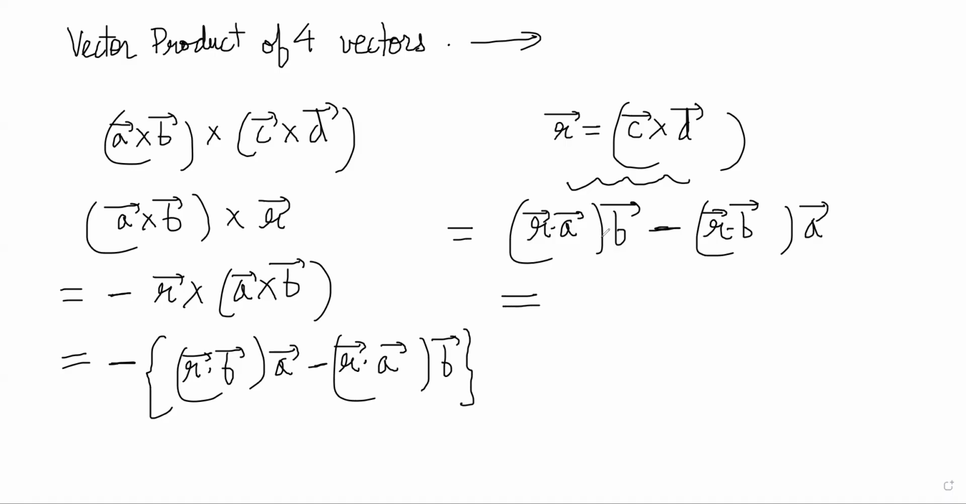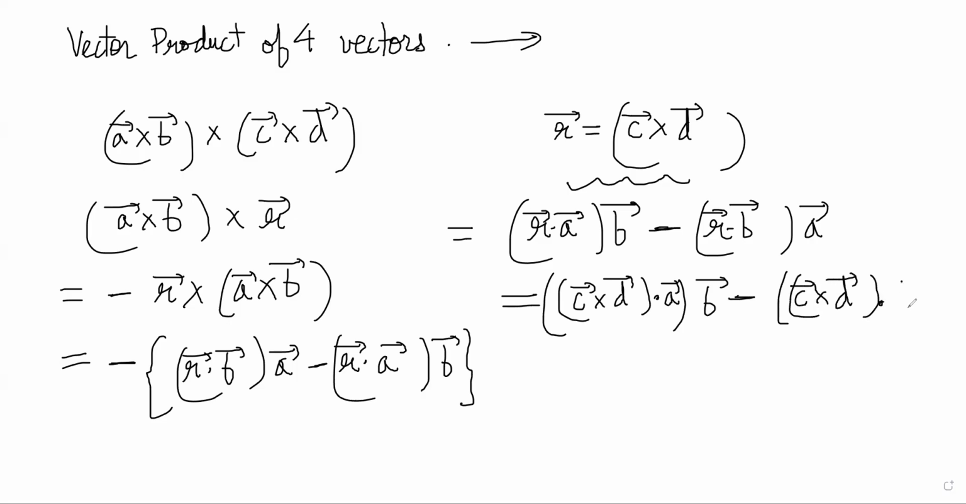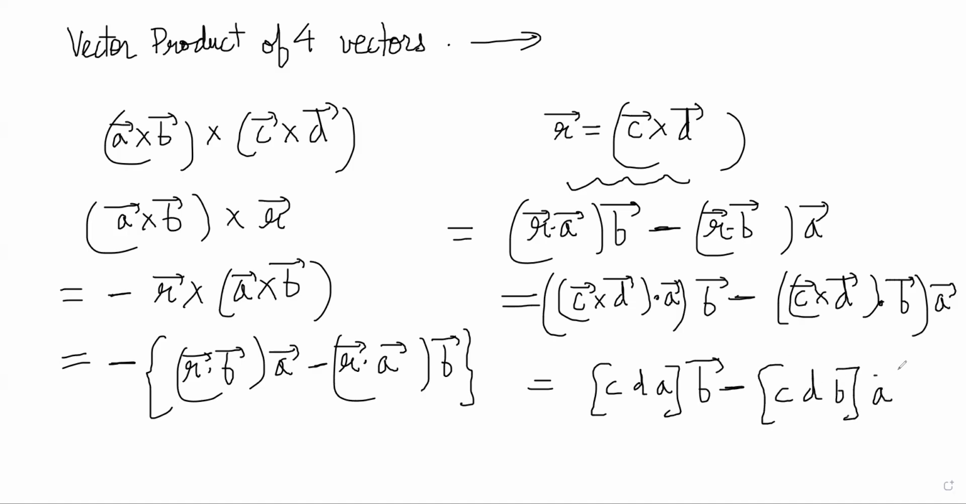And R dot A, what is that? That is basically C cross D dot A. So that is a box product, right? And R dot B would be C cross D dot B. That's also a box product. So this is CDA box product B minus CDB box product A. And that is the simplification that you needed. Okay. So we have proved that we have written it in this way.